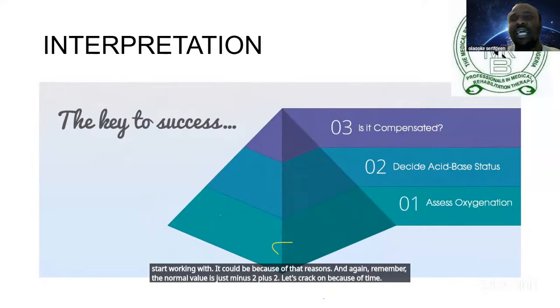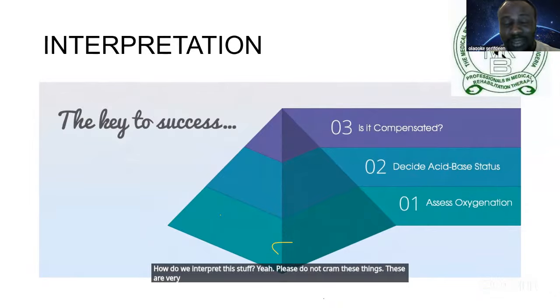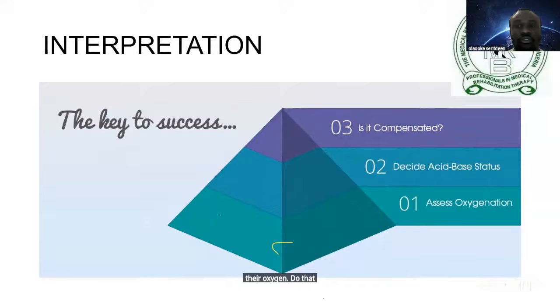How do we interpret ABGs? How do we interpret this stuff? Please do not cram these things. These are very basic and very simple concepts because we need to use them for our patient care. So the first thing I normally check, if you give me ABG printouts, the first thing I go and check is their oxygen. Why are you checking oxygen first of all?